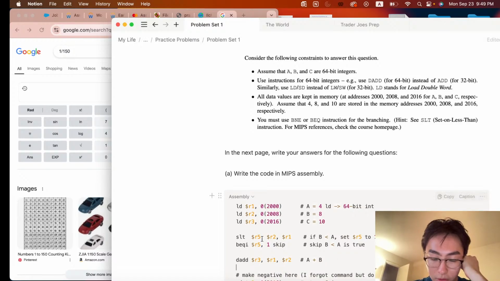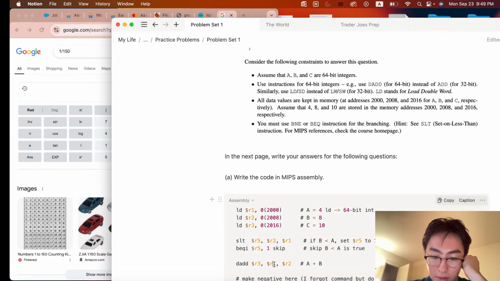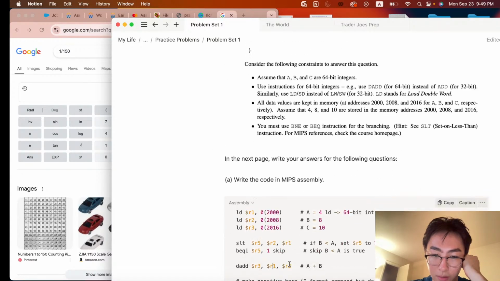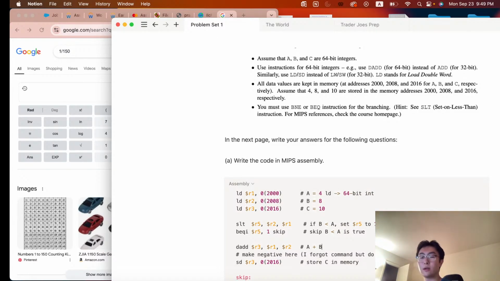And what we'll do here is we will add A and B together, put in R3, but then we need to make this negative here. So I feel like all we need to do is just flip the bit, but I don't remember the exact. How do I flip the sign of a 64-bit in MIPS 32?